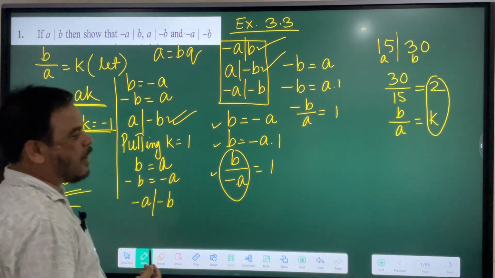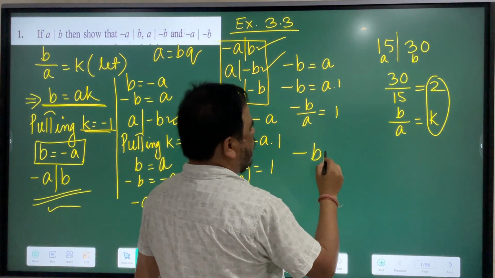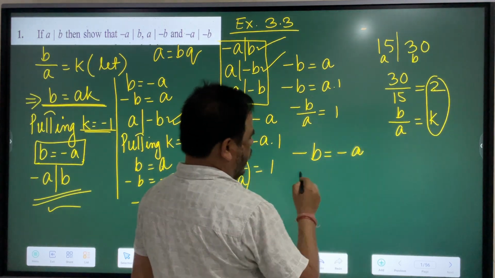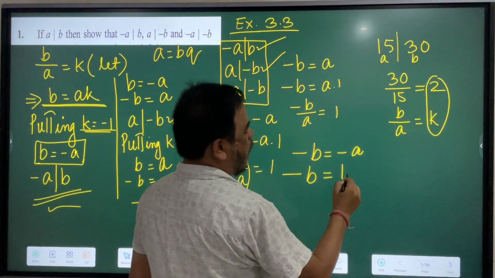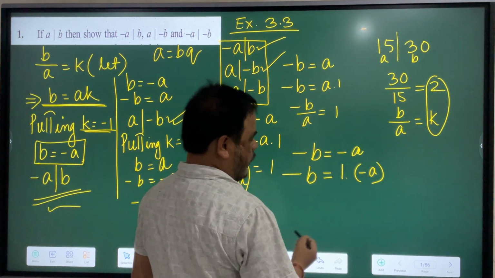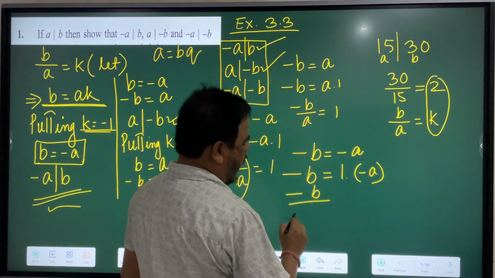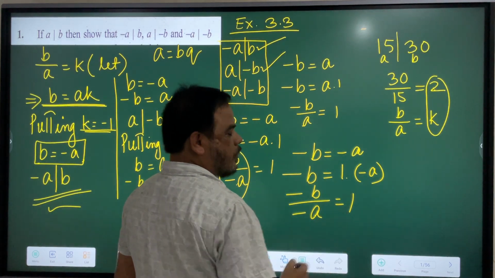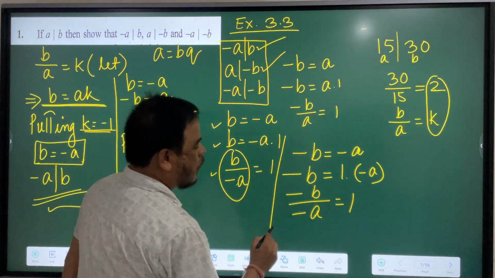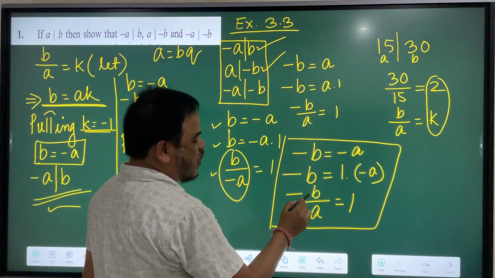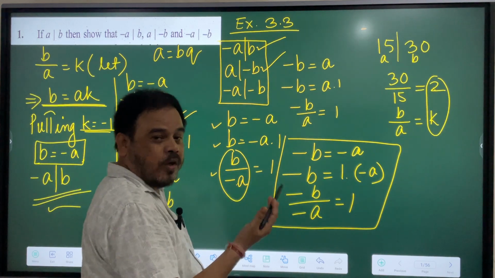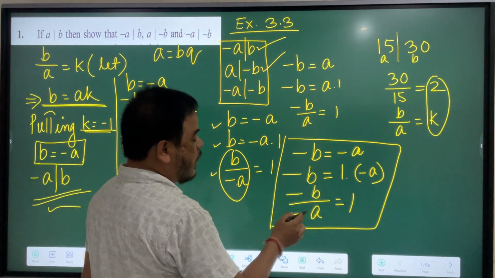This one also I want to explain. Minus B equals minus A, or we can write minus B equals 1 into minus A, or minus B divided by minus A equals 1. I hope you understand. That means minus B is divisible by minus A, or in other words, minus A divides minus B.